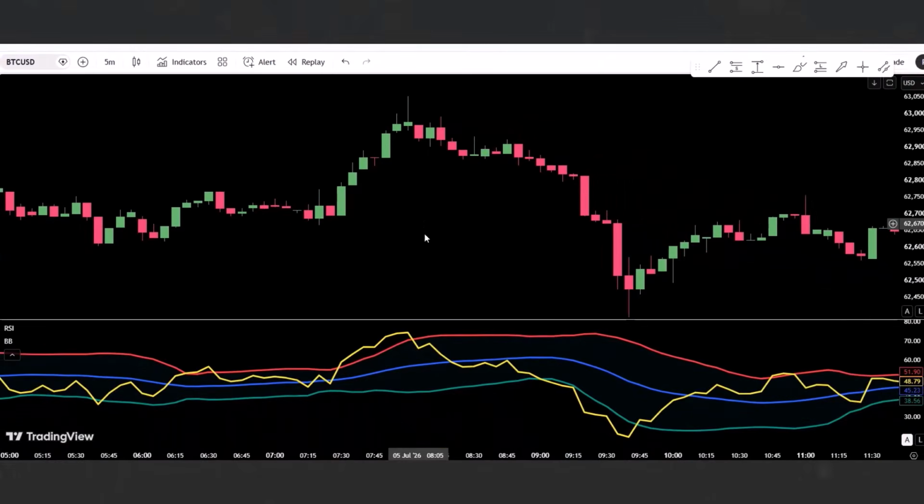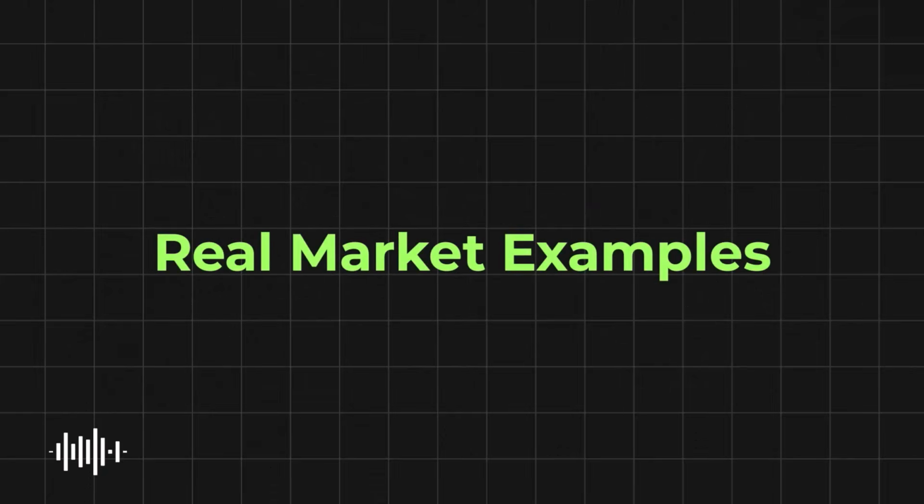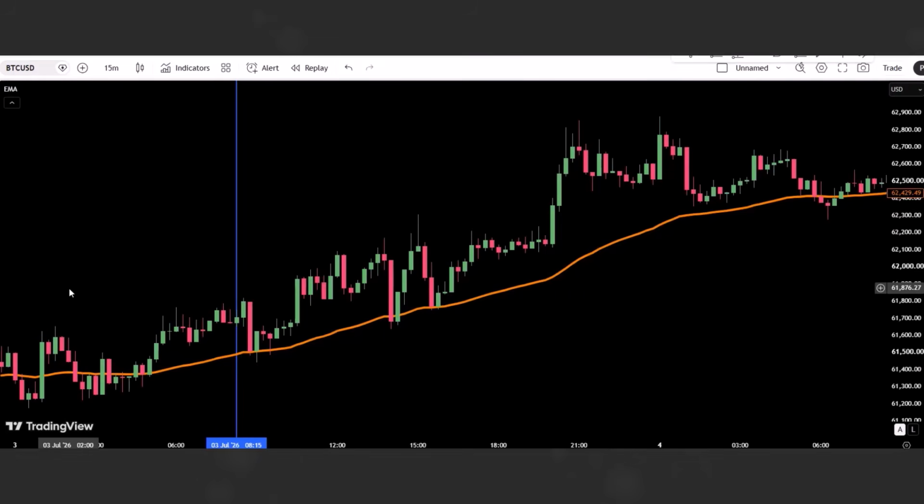This strategy transforms a chaotic chart into a mechanical, rule-based system. You no longer guess, you simply wait for the rules to align. But knowing the rules is one thing, seeing them play out in real market conditions is another. Let's look at a real chart example so you can see exactly how this looks in the heat of the moment. Real market examples. Buy setup.